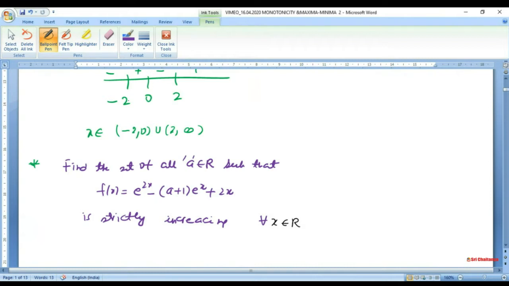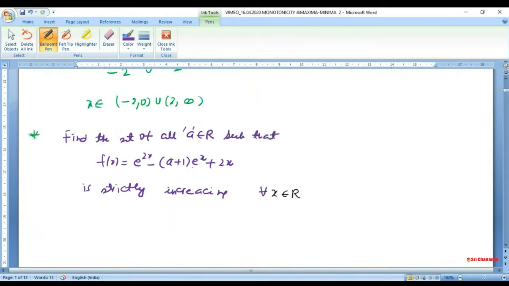We are given: find the set of all a element of R, this parameter. So here a is called a parameter. This is a problem which requires you to determine the set of all values that the parameter a can take, real values of course. We are doing real calculus, such that f of x, this function e to the power 2x minus (a plus 1) times e to the power x plus 2x, is strictly increasing on the whole of R, that is, for each x that belongs to R.